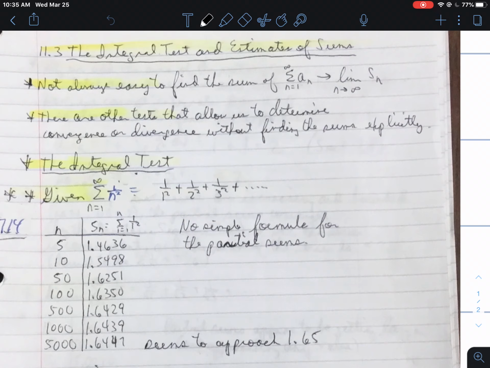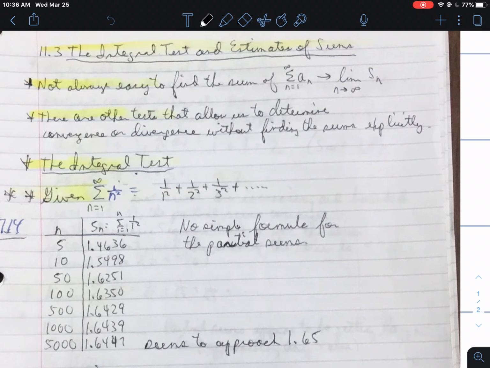Okay, now the estimates of sums part of this, I'll include the notes here. You can look at that if you're interested, but I'm not going to test you on that. I'm not going to ask you about that. But the idea there, of course, is, if I can't calculate the sum exactly, can you at least give me an idea? Can we at least come up with a way to estimate the sum of the series to within a certain degree of accuracy?